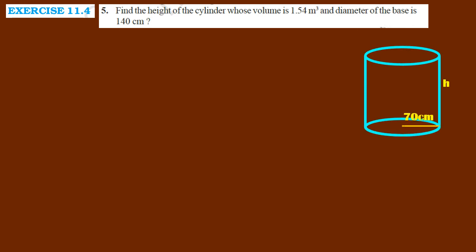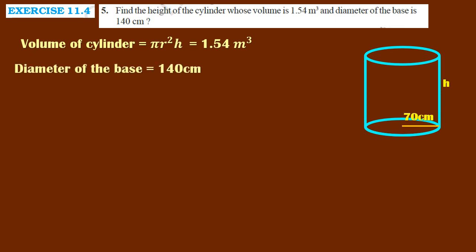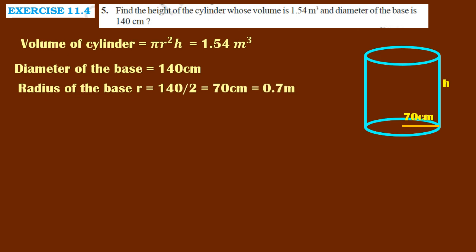So it is given the diameter of the base. Diameter is 140 centimeter. So the radius is half of that, and volume is given. We need to find the height. So volume of the cylinder is equal to pi r square h, which is equal to 1.54 meter cube. Diameter is 140 centimeter. Therefore, radius equals 70 centimeter.